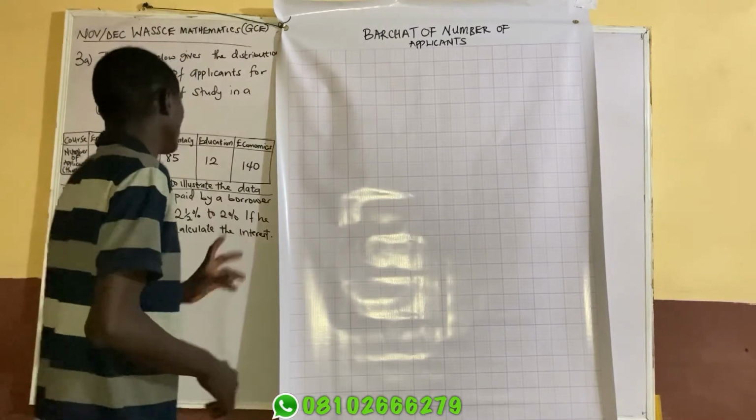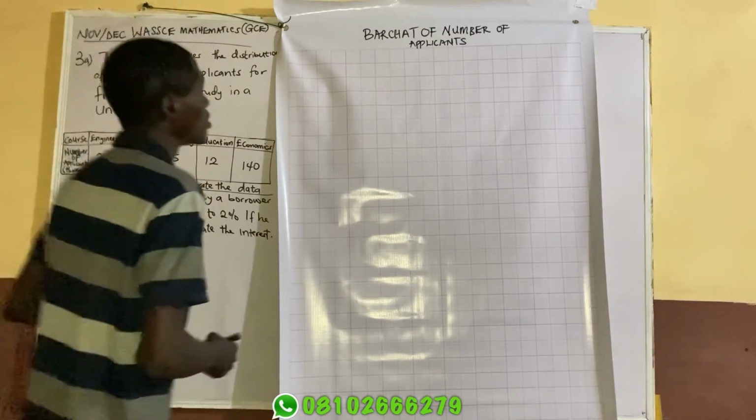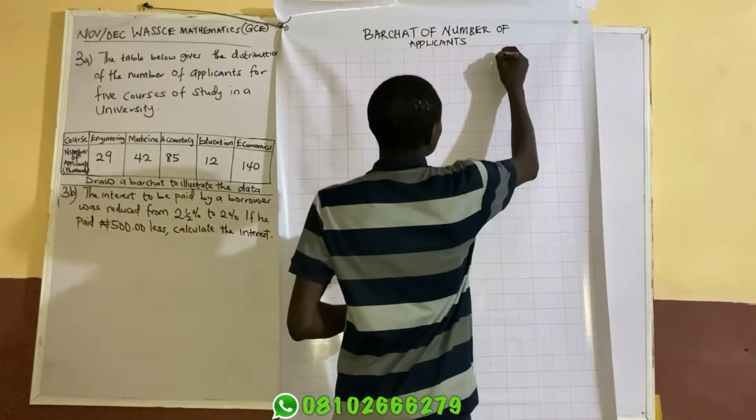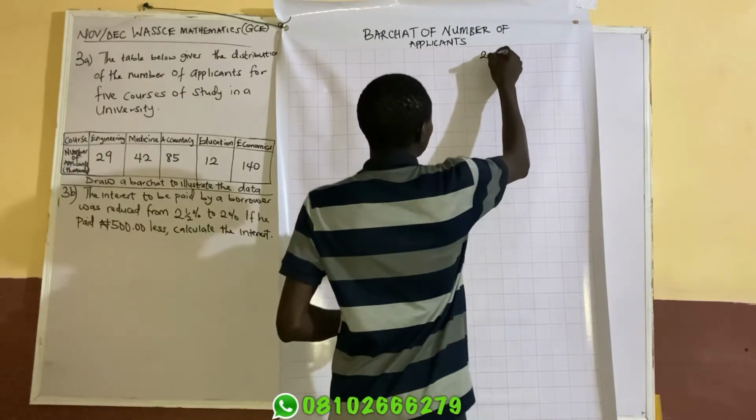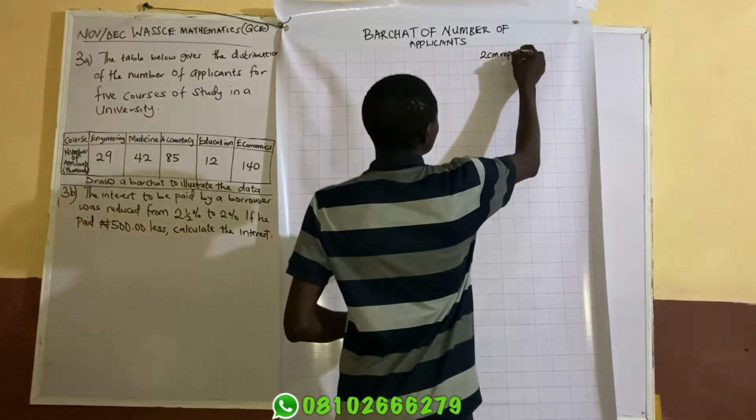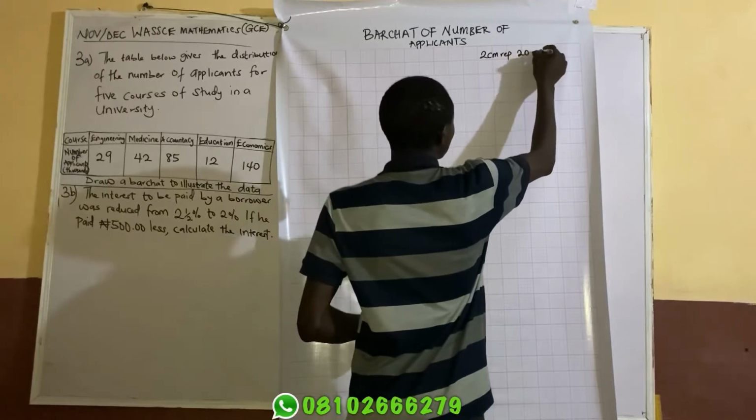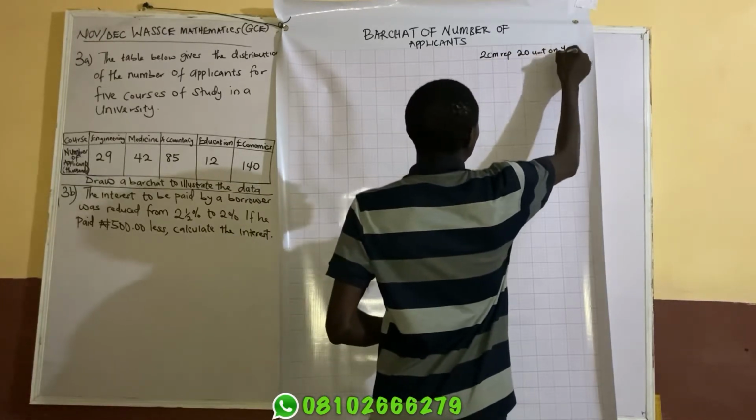So now let's do this. My scale here, I'm choosing 2 centimeters to represent 20 units on the y-axis.